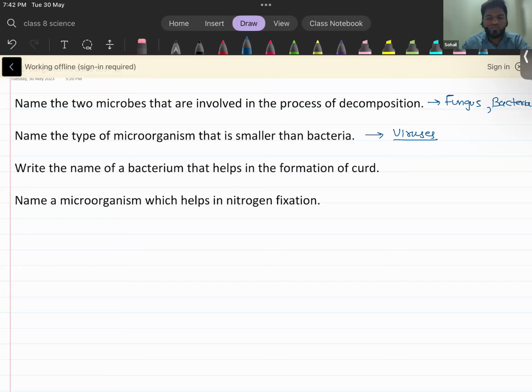Next question. Name a microorganism which helps in nitrogen fixation. Bacteria. No, you actually have to name the microorganism which helps in nitrogen fixation. You have to name that bacteria. It is a bacteria, but what is the name of that bacteria?